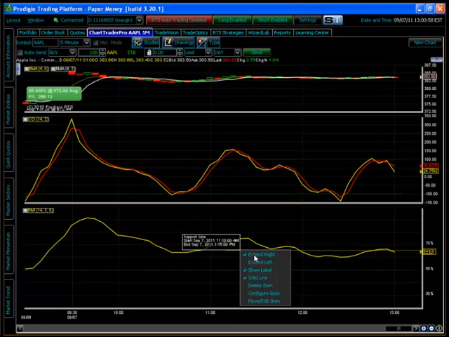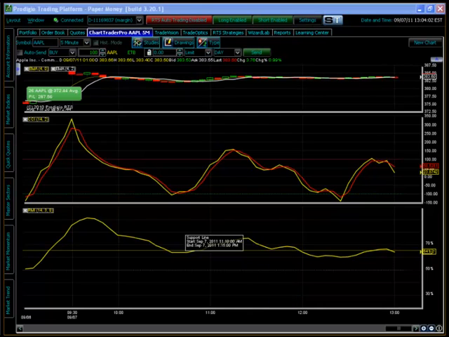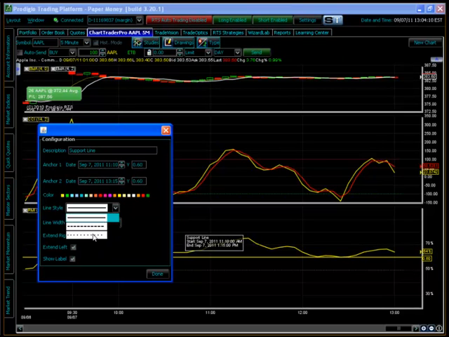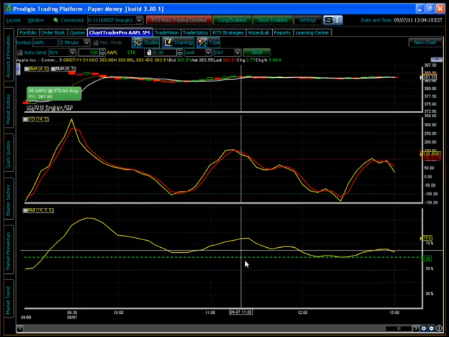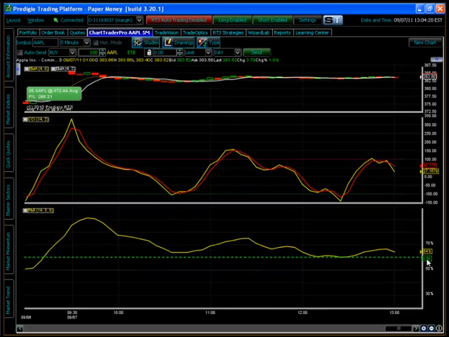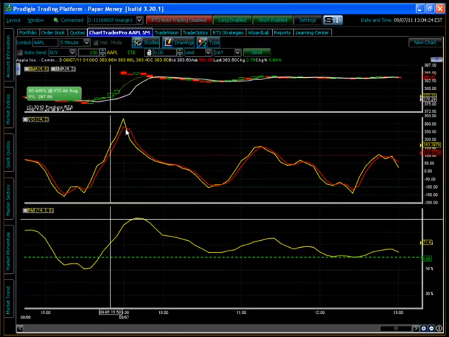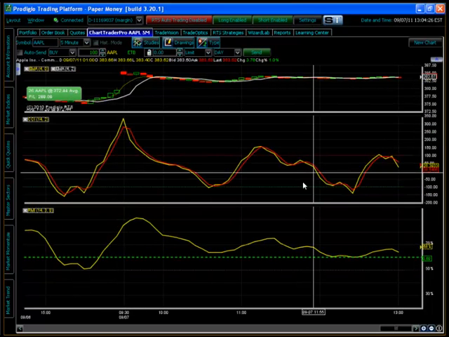I like to draw these on here, and I like to configure them. I'm just right-clicking and things like that. It's pretty intuitive. If I put it at 60%, I can make it thick and dotted. I can make this green. Actually, let's make it dashed. It's a little better. So I just put a line at 60%. I'm going to use the RMI as a filter, and I'm only going to accept the signal.